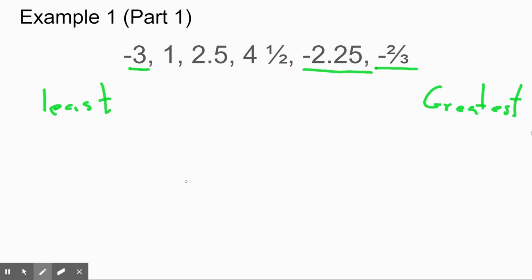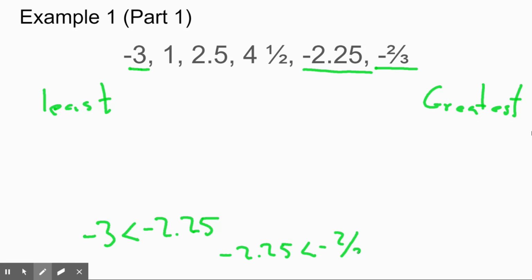If I think about how I could compare all of those, I could say that negative 3 is going to be less than negative 2.25, which means negative 3 is going to be smaller than this. Similarly, negative 2.25 is going to be less than negative 2/3. Remember, negative 2/3 is about the same thing as negative 0.66. Really, the 6's would just repeat on forever, but it's close enough.